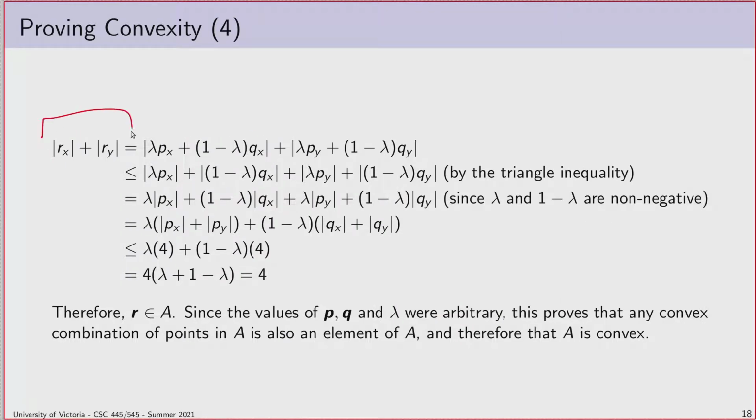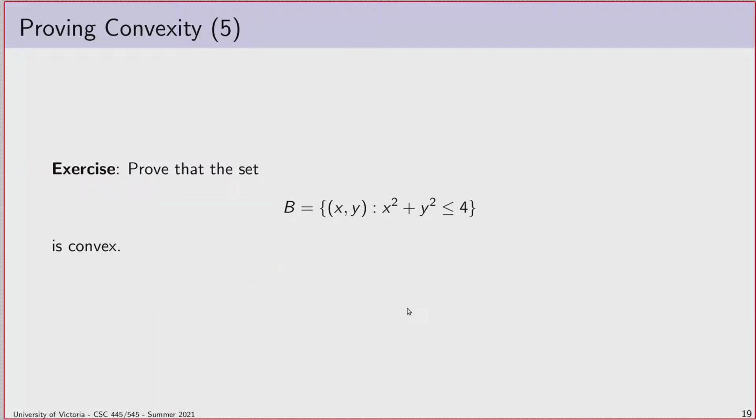So I say, let's consider the absolute value of Rx plus the absolute value of Ry. Well, R is the convex combination of P and Q, so it expands out to this. And I'm going to skip the steps, but there's a step where I apply the triangle inequality, and then a step where I apply the fact that lambda is between 0 and 1. And eventually I'm able to get down to the point where I can say that this is less than or equal to 4, and therefore R must be an element of A. And because I didn't dictate the choices of P, Q, and lambda, this proves it for all possible choices of those, and therefore A is convex. And again, I'll talk a bit more about that style of proof in the live session next week.